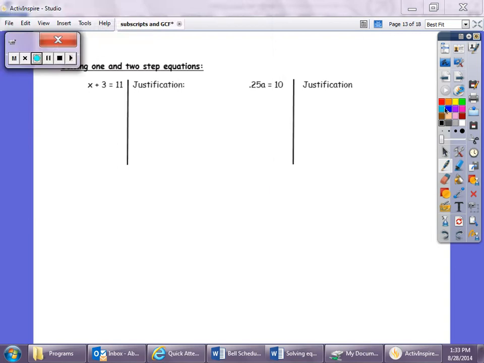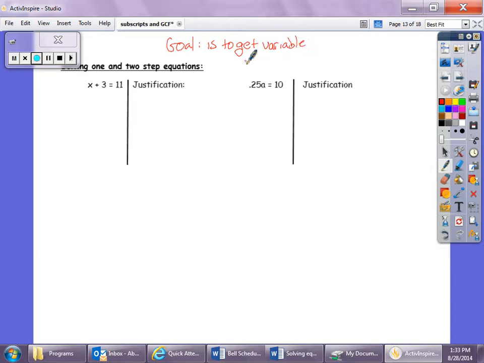Alright, solving one and two step equations. When we're solving equations, our goal, every time, is to get our variable all by itself. So it doesn't matter what equation we're talking about, if it's a one step or a two step, our goal is still the same. The goal is to get the variable all by itself.